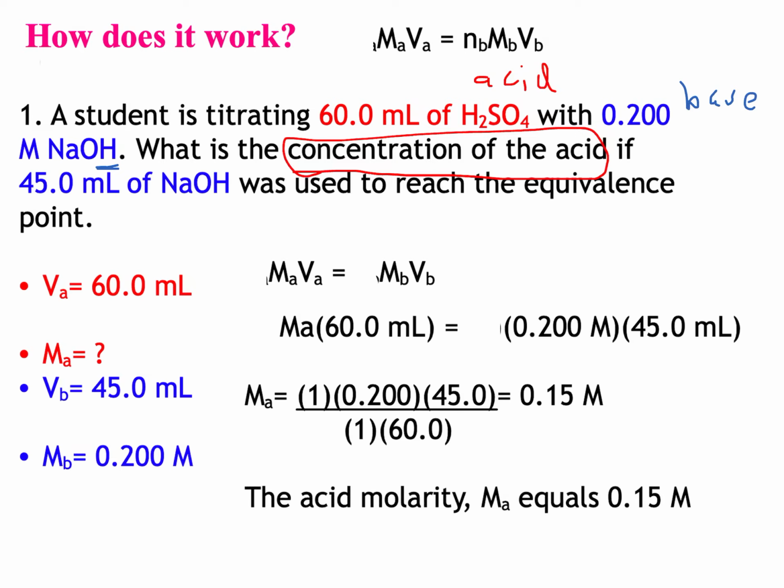Easy peasy. You just have to identify your acid, identify your base, plug in your variables, and solve for the unknown. Sometimes you'll solve for the concentration, the MA or the MB. Sometimes you'll solve for the volume. It depends on the question. And again, we know this is done because it tells us it's reached the equivalence point.